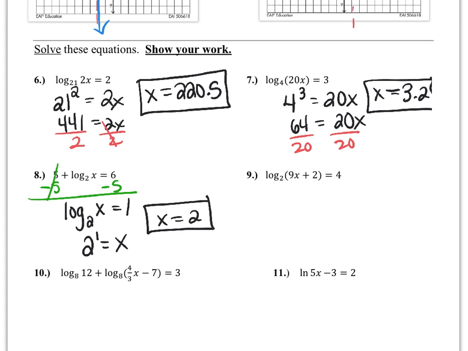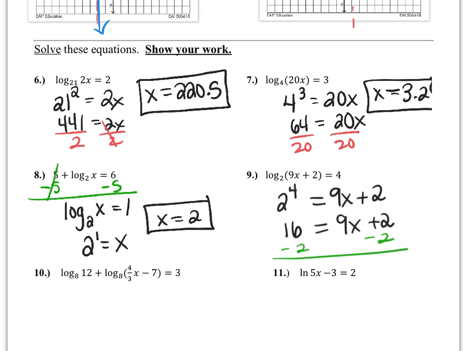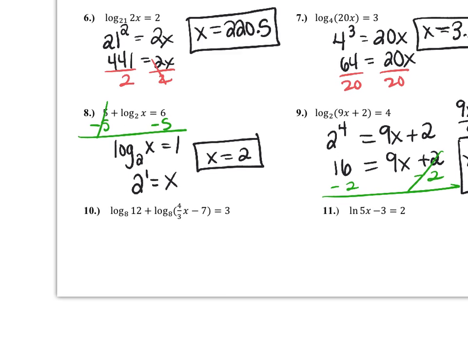Number 9, exponential form. 2 is our exponent. The answer to a log is the exponent. 2 to the fourth equals our argument, 9x plus 2. 2 to the fourth is 16. And then subtract 2 from both sides. So we get 9x equals 14. And then divide both sides by 9. So x equals 14 over 9. And you can just leave that as an improper fraction because it does not simplify.